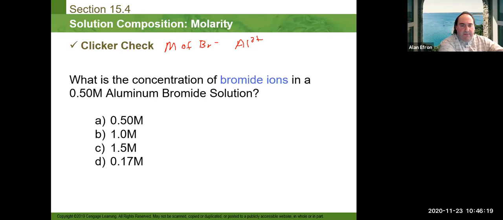It's actually the next couple of questions, I think, so we'll just do them together here. Take a minute or two and see what you come up with. We're looking for the molarity of each of the ions present in the aluminum bromide solution: the concentration of the aluminum ion and the concentration of the bromide ion.